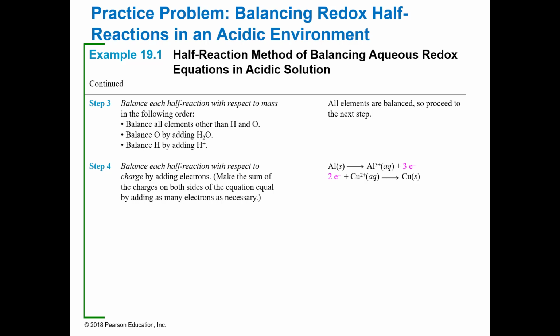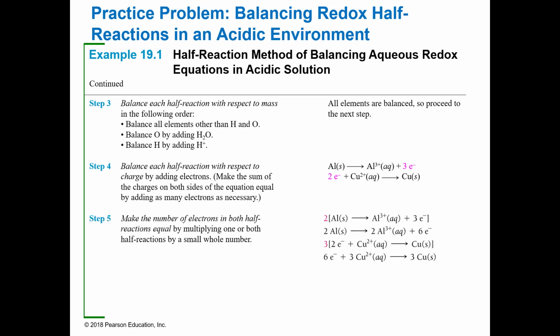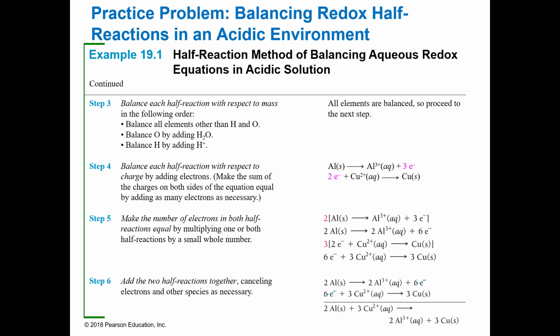There is no hydrogen or oxygen, so they balance the aluminum. They balance the copper. They know that 3 and 2 both go into 6, so they have to multiply the entire aluminum equation by 2. They have to multiply the entire copper equation by 3, and then they add those two together.